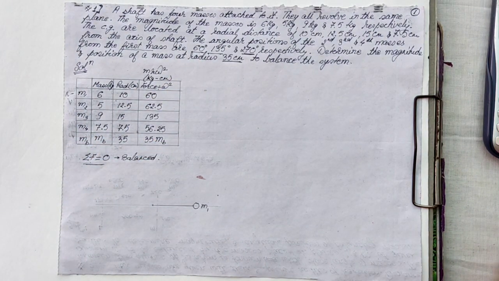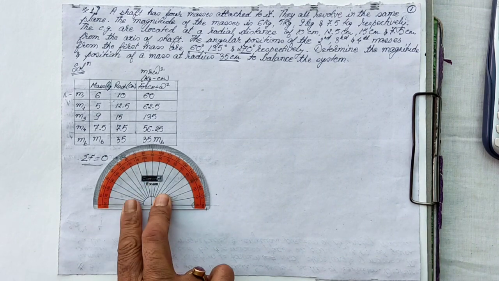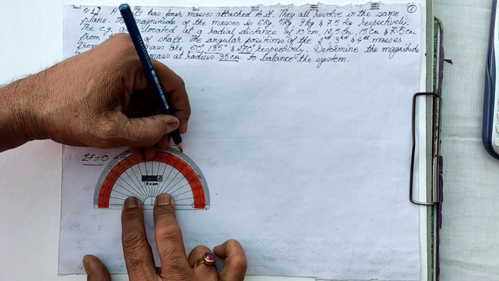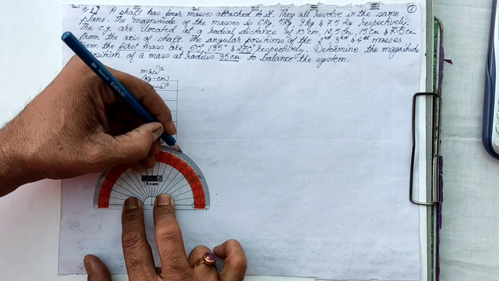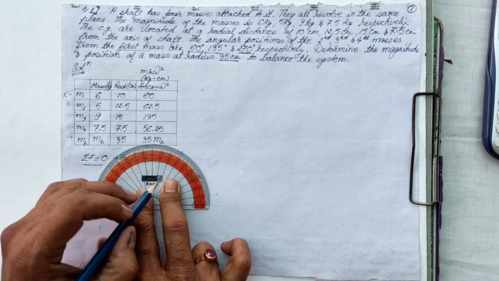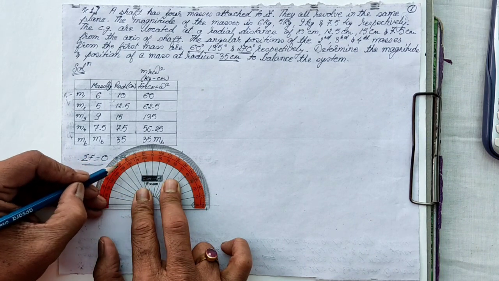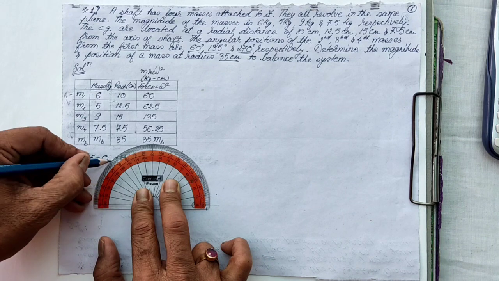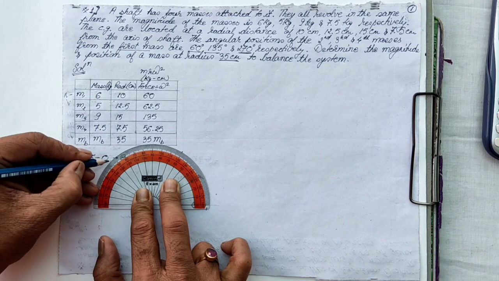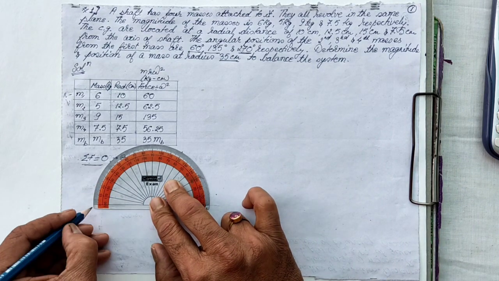So we measure 60 degrees now from M1. So 60 degree from M1 is M2. Then 135 degree from M1, and then 270. So it is 180.